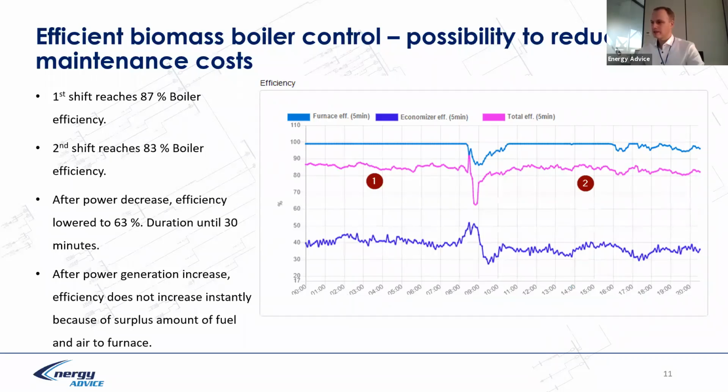Another example is, for example, we have two shifts. One shift is operating from 8 p.m. till the morning 8 p.m. Another shift is operating the boiler also from 8 to 20 o'clock. And you can see here that the first shift is operating the boiler at 87% efficiency. However, the second shift is operating the boiler at an average of 83% efficiency.